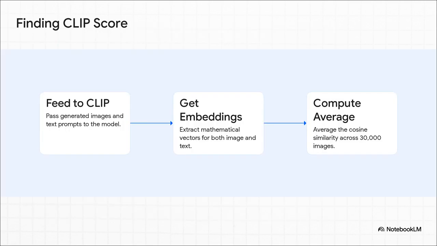Here's how the process works. Step 1. Generated images and prompts get fed into the CLIP model. Step 2. CLIP translates both the image and the text into mathematical vectors, which we call embeddings. Then Step 3, it calculates the cosine similarity. Think of that as basically the angle between these two vectors. By running these steps across, say, 30,000 images, evaluators average it all out to get a single number. And that's the number they proudly slap on a leaderboard to compare models.